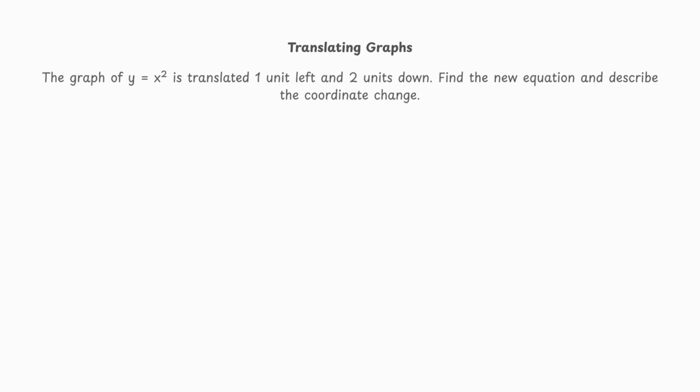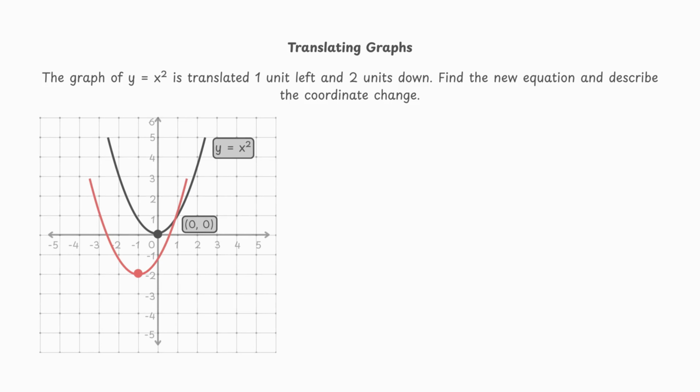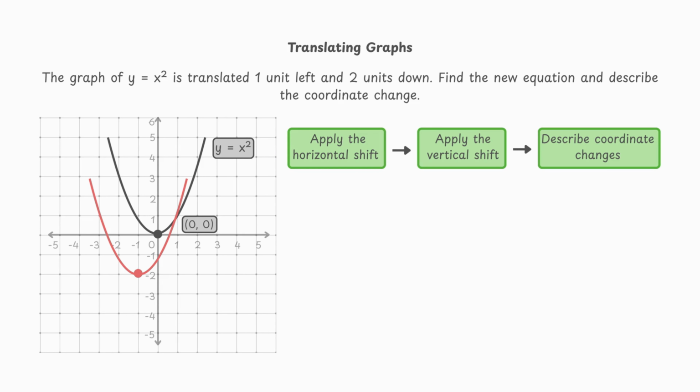Now let's apply everything we've learned, step by step. We are given the graph of y equals x squared, and we are told it is translated 1 unit left and 2 units down. So we will follow the steps shown. First, apply the horizontal shift. A movement to the left means we use plus inside the bracket, so x becomes x plus 1. This gives us y equals (x plus 1) squared. That completes the horizontal shift.